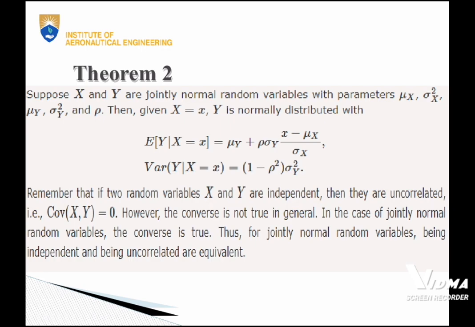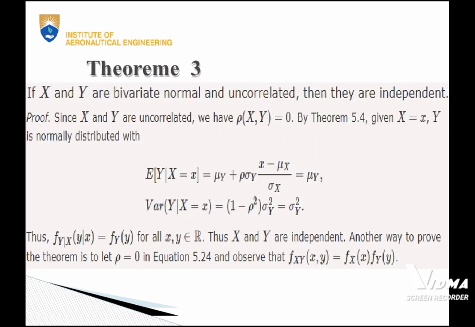Remember that if two random variables X and Y are independent, then they are uncorrelated, that is, Cov(X, Y) = 0. However, the converse is not true in general. In the case of jointly normal random variables, the converse is true. That is, for jointly normal random variables, being independent and being uncorrelated are equivalent. Theorem 3. If X and Y are bivariate normal and uncorrelated, then they are independent.